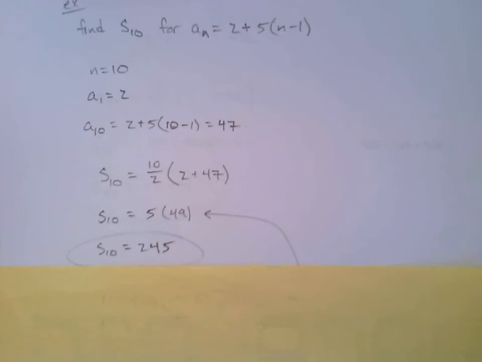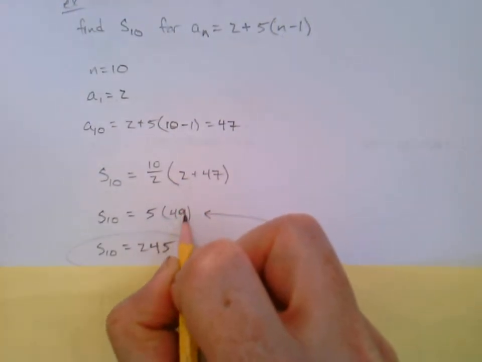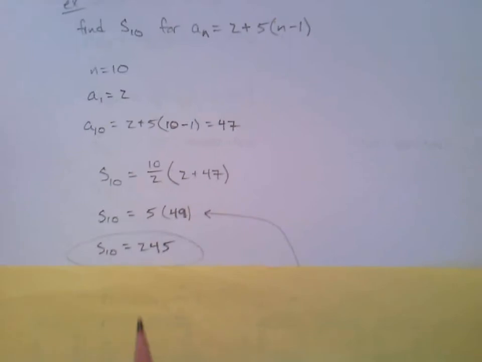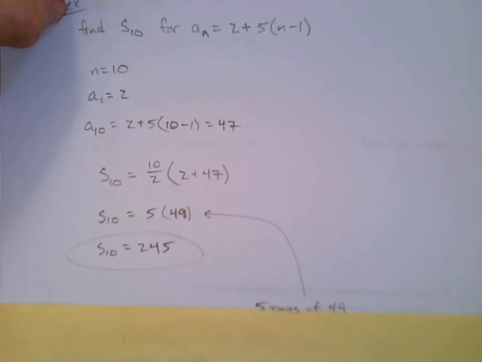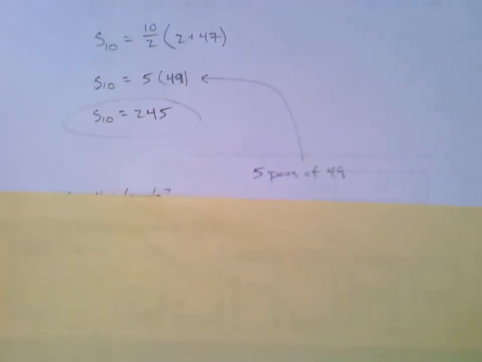I'd like to take a moment and just explain why this formula is what it is, because it's actually pretty interesting the way it works out. And it really comes down to this 5 times 49. So that's why I've got this arrow here. Who came up with this formula? And just why is it what it is? It just kind of seems out of the blue, right?